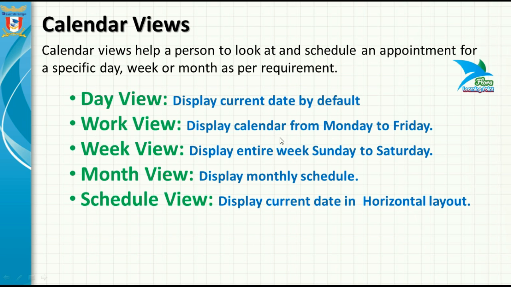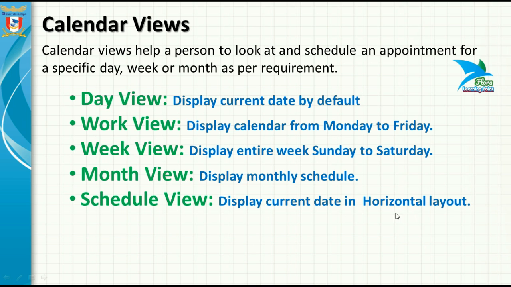In day view, only the current day will be visible. In work view, the calendar displays days from Monday to Friday, only working days. In week view, all the days will be visible in the calendar, from Sunday to Saturday. And in month view, you will be able to see all the days of the month, like 30 or 31 days.